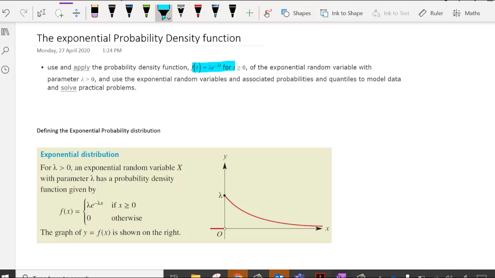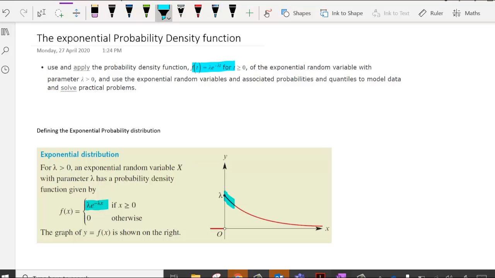That keeps it as a decay, and we need to be able to then use the exponential random variables and associated probabilities and quantiles to model data and solve practical problems. So we'll see how this all works together. Basically, what we're saying is that it will follow an exponential distribution, and that is that it will always follow this rule, lambda e to the negative lambda x, where x is greater than or equal to 0. Otherwise, it will be 0 at any other point. So it cannot be negative. If it's negative, it's 0.